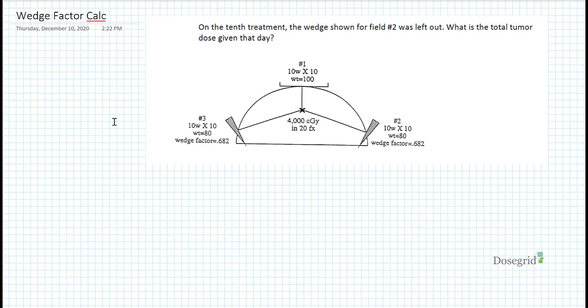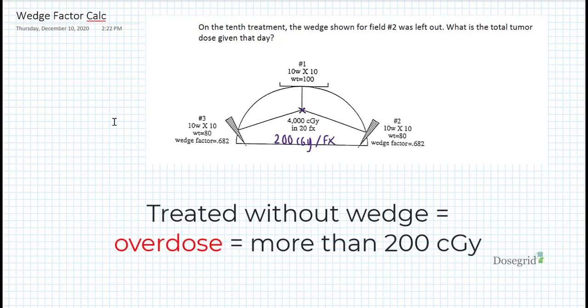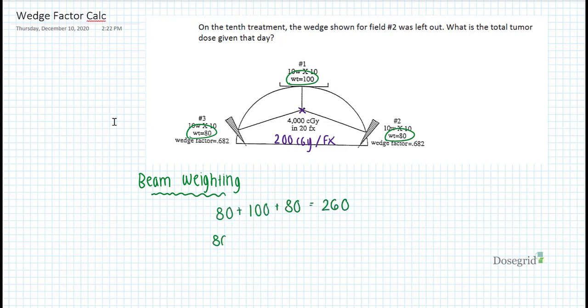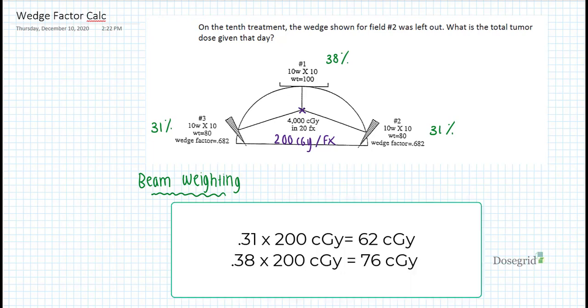First, because 4,000 centigray is being delivered in 20 fractions, 200 centigray is delivered per day. Use intuition here. Because the wedge was left out of field 2 during treatment, you know the patient was overdosed. Therefore, the dose given on that day must be higher than 200 centigray. The weighting is 80-180, which means that each field is contributing 31%, 38%, and 31% of the daily dose. If you find the dose relative to 200, that's 62 centigray, 76 centigray, and 62 centigray respectively.